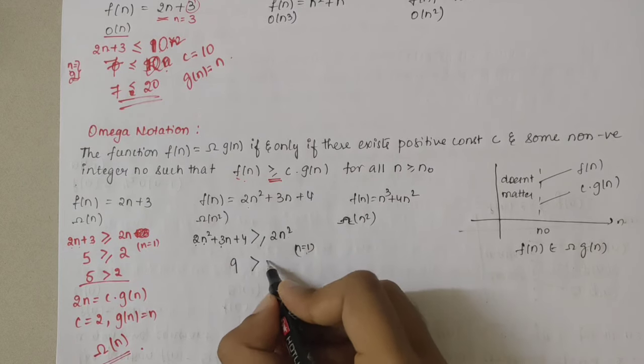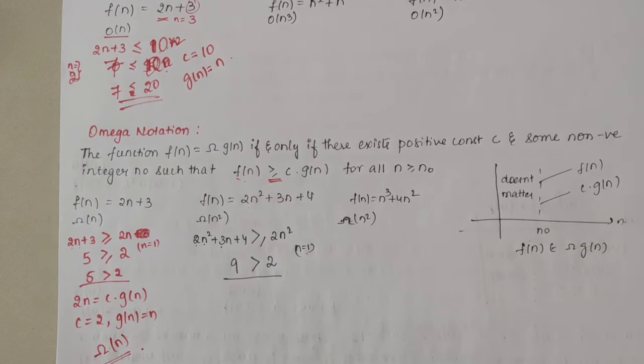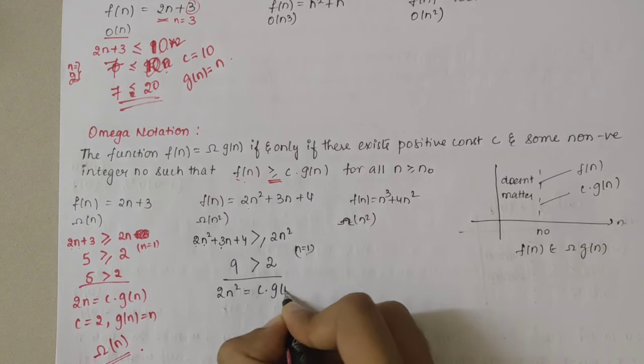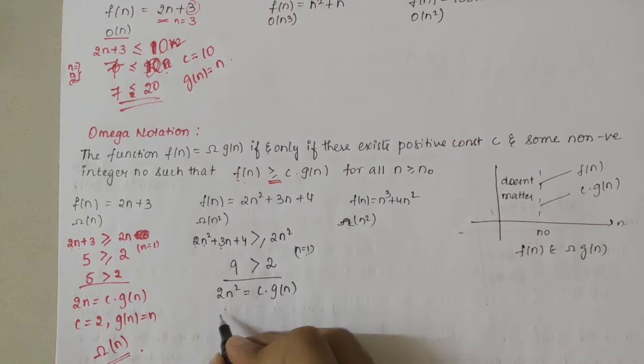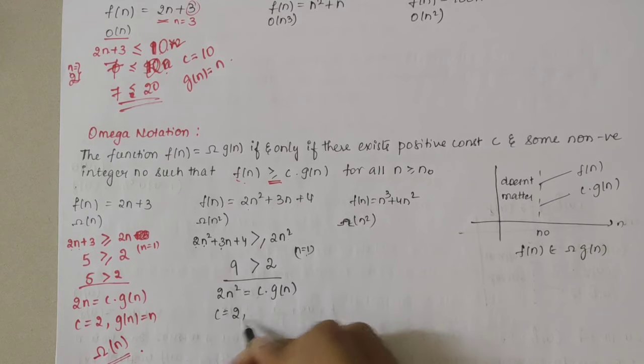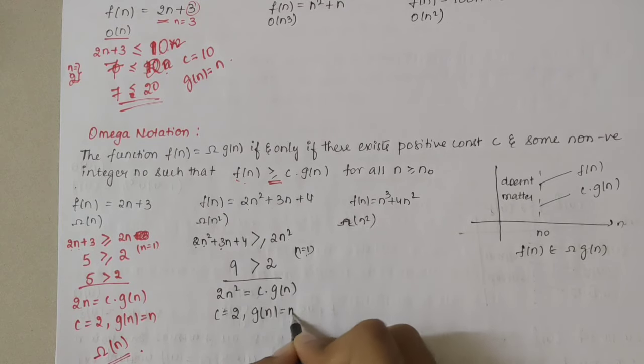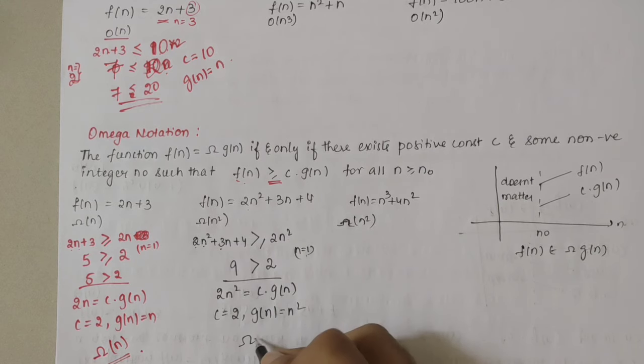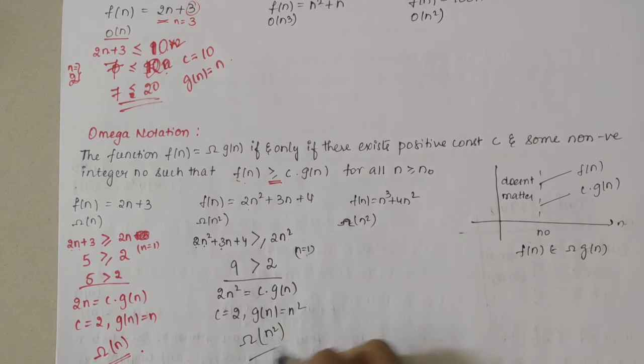N square is 1, 2 into 1 is 2. This condition is satisfied. Now I have 2n square here, which is equal to c into g of n on the LHS side. Now if I write the constant value as 2, and g of n value as n square, I have proved that this particular function obeys omega of n square.